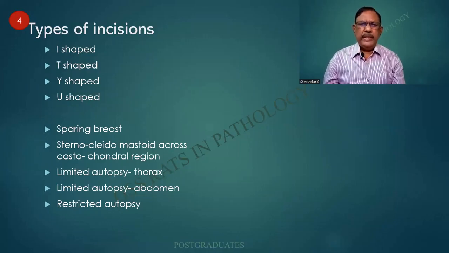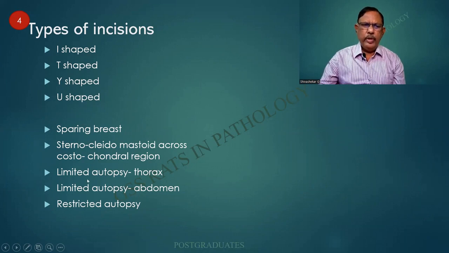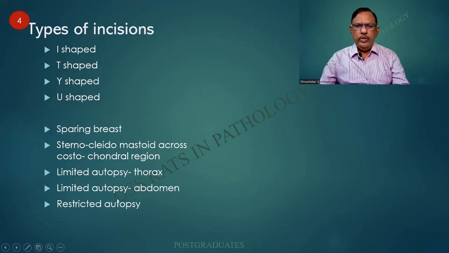Apart from that, there can be a sparing breast incision, or there can be an incision from the sternocleidomastoid along the costochondral region. I shall be showing you what it is. Limited autopsies are there. And also there can be a limited autopsy of the abdomen or thorax. Restricted autopsy is a different terminology. So for each of these, you have got different types of incisions.